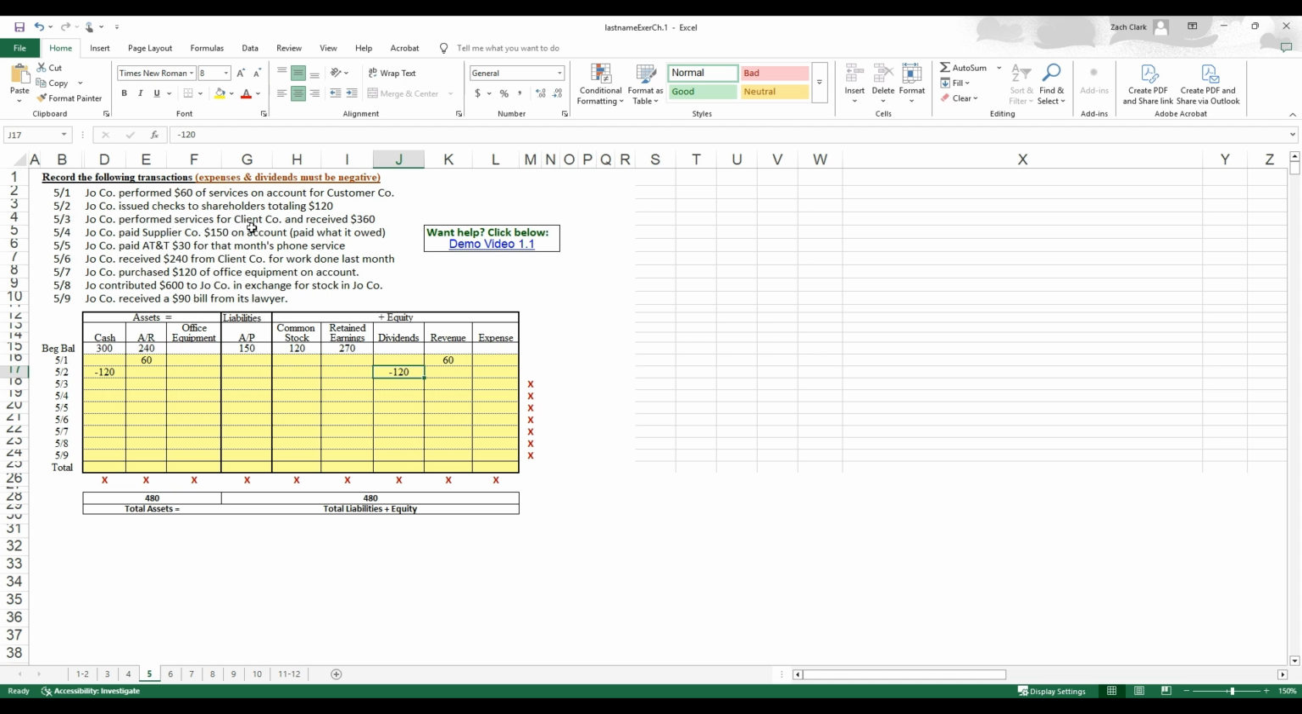Okay, on May 3rd, we performed services for the client, and we received $360. Like I mentioned previously, if we are receiving the cash when the services are provided, we're not using the accounts receivable account, but instead cash. On May 4th, we paid a supplier $150 on account, paid what was owed. So again, we're going to reduce our cash account. And you can see a little bit of a clue here too. We had $150 we owed. We paid that $150. So in this instance, we're reducing our assets and reducing our liabilities by the same amount.